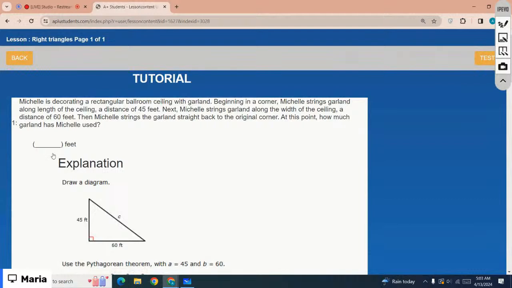Mitchell is decorating a rectangular ballroom ceiling with garland. Beginning at a corner, Mitchell strings garland along the length of the ceiling a distance of 45 feet. Next, Mitchell strings garland along the width of the ceiling a distance of 60 feet. Then Mitchell strings the garland straight back to the original corner. At this point, how much garland has Mitchell used?